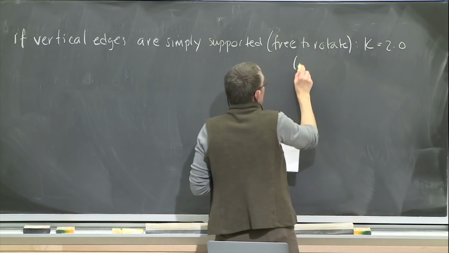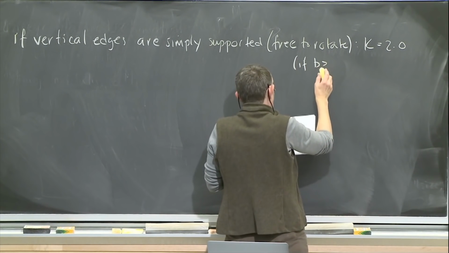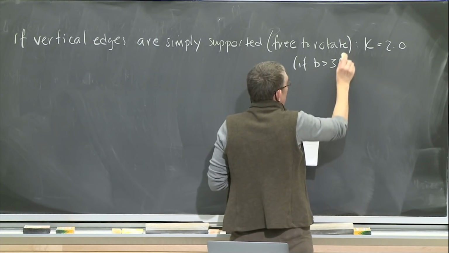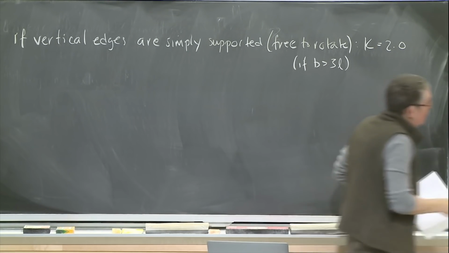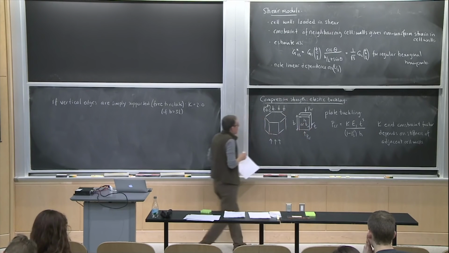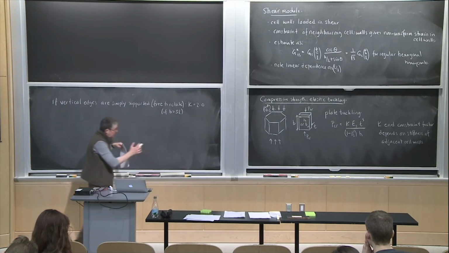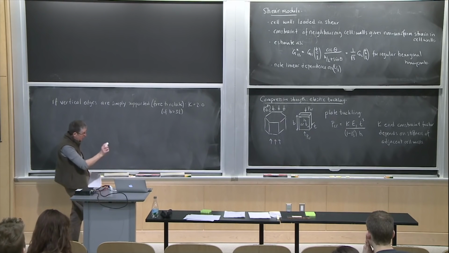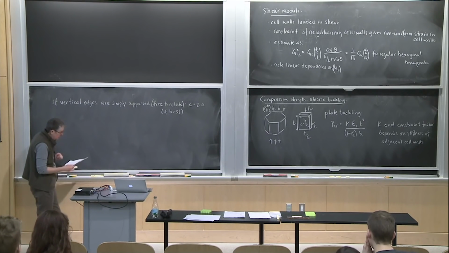And this is if B is bigger than 3 times the length. So this is H here, or we could say L, either way. So it's really the length when we look at the honeycomb this way on, but it's kind of the width in that picture there.